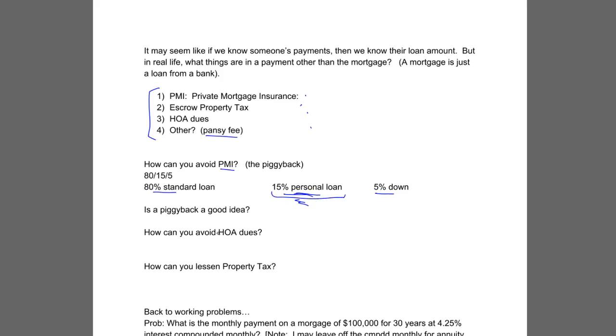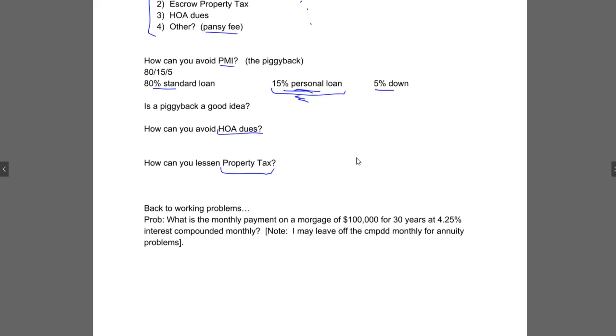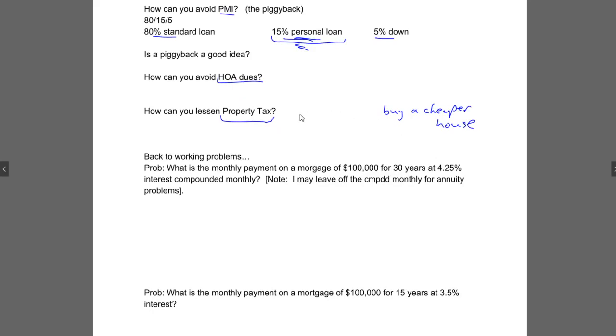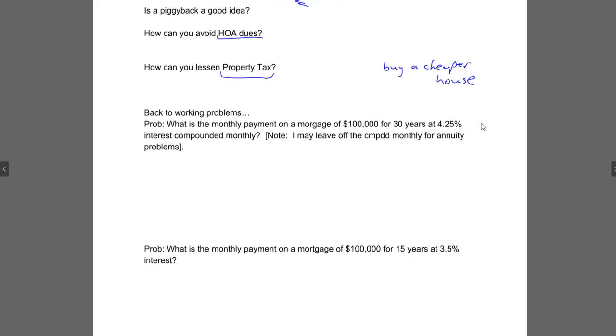And then how can you avoid HOA dues? That's another one you can think about. You might buy an older property or something. And then how can you lessen property tax? That is the question these days. In Texas, we're paying about a 3% property tax around here these days, and that's pretty high. In 30 years, that's the value of your house again. So how do you lessen that? As a math person, I say the sure way to lessen that is buy a cheaper house. Less house, less property tax. But other than that, there are some other techniques you could use and think about.